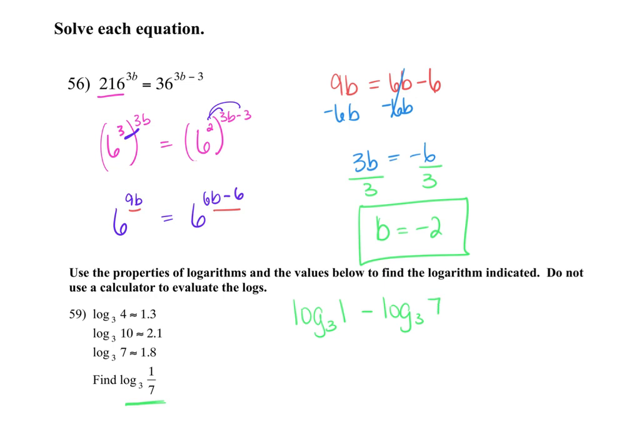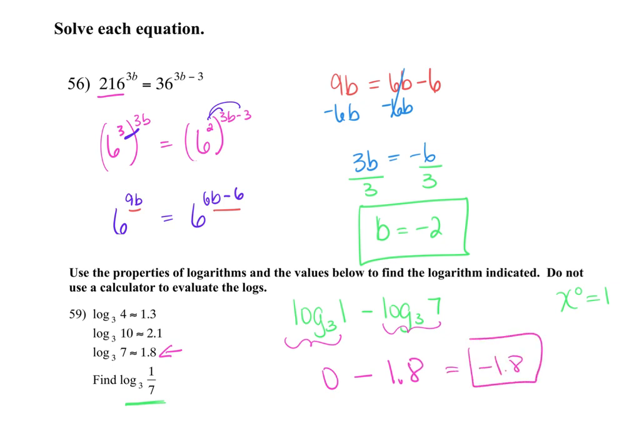Here's a little hint. Log of any base of the number 1 is 0, because anything to the 0 power equals 1. Okay? So anytime you have any log, any base of the number 1, this piece right here is going to equal 0. So I have 0 minus log base 3 of 7. They gave me log base 3 of 7. What is log base 3 of 7? Well, they said it's 1.8. So I have 0 minus 1.8. My answer here is negative 1.8.